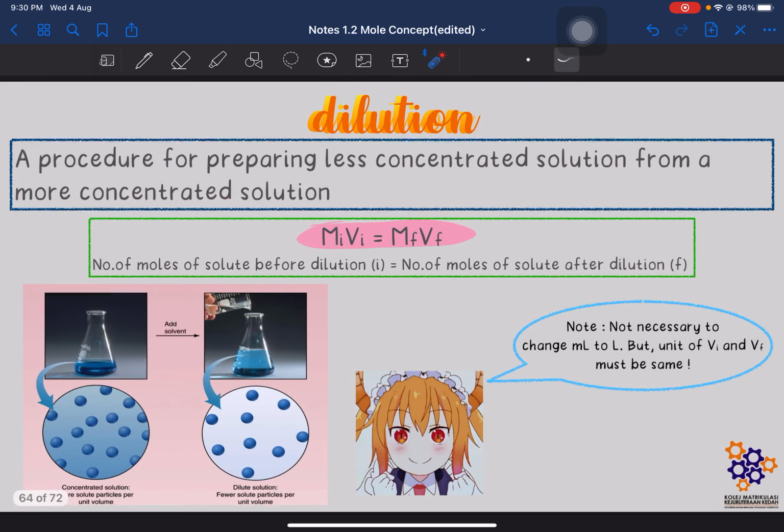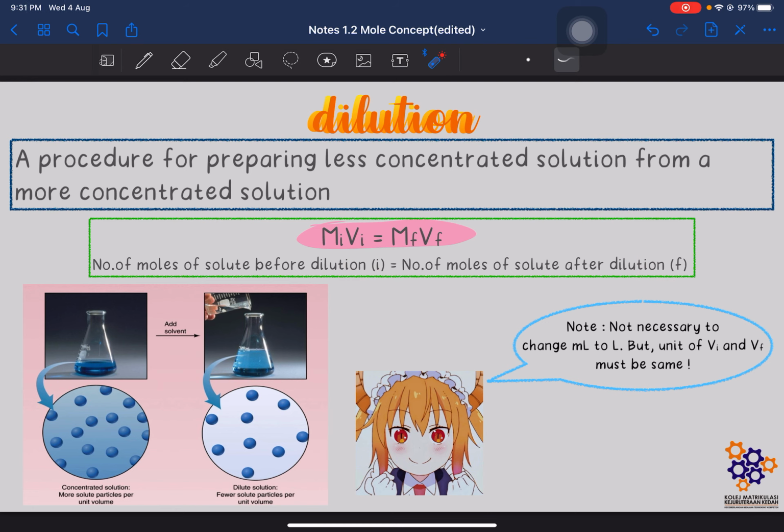Okay, now we want to go into dilution. So dilution is not a part of concentration term, but it is like macam procedure untuk kita prepare less concentrated solution from a more concentrated solution. So I know that you are very familiar with the M1V1 equals to M2V2. So it is the same. So MIVI equals to MFVF. Actually the I stands for the number of mole of solute before the dilution, and F stands for the number of mole of solute after the dilution. So initial and final lah actually.